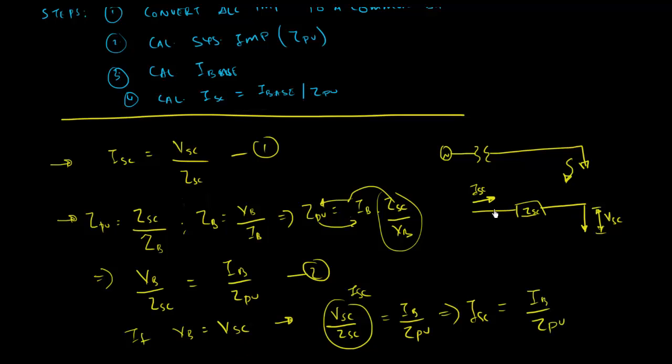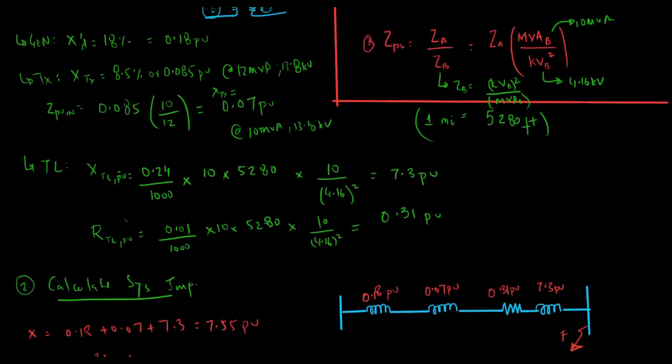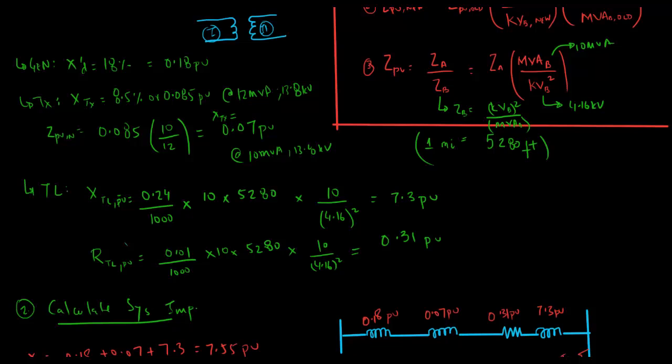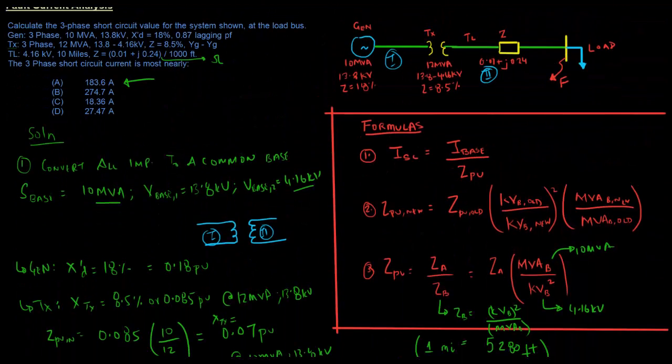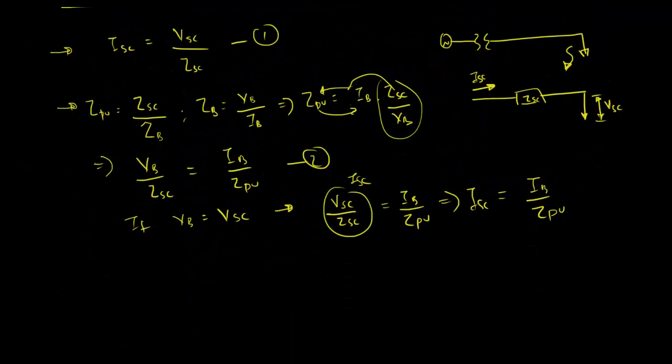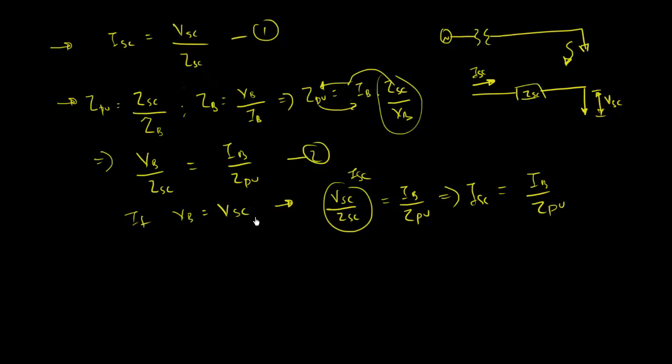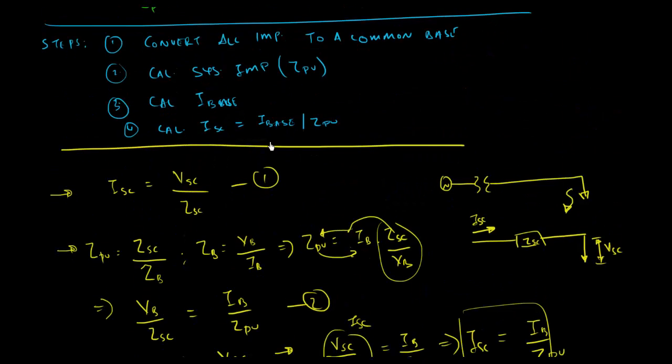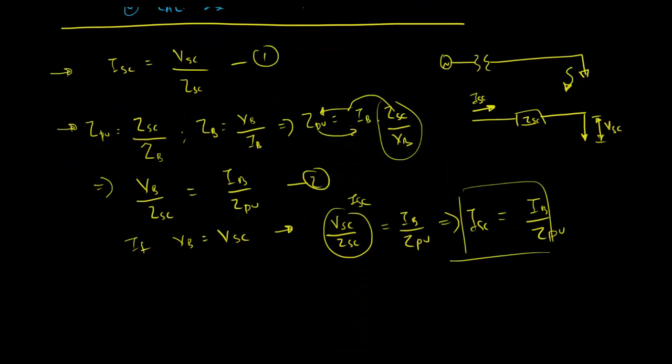And this is true because whenever the short circuit occurs, for example in this case, when the short circuit did occur, the voltage is still going to be 4.16 kV, right? And that's the voltage base. So when the voltage base is equal to the voltage short circuit, this is the value that you get, and that's where this formula comes in that we use in calculating the short circuit current.